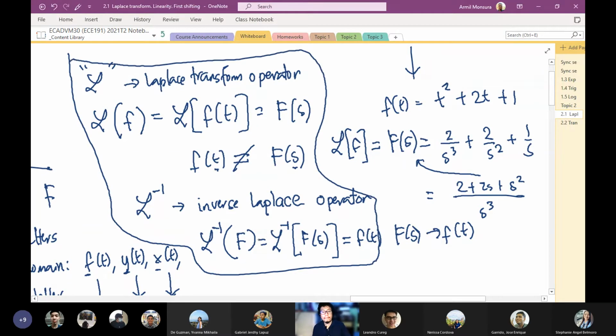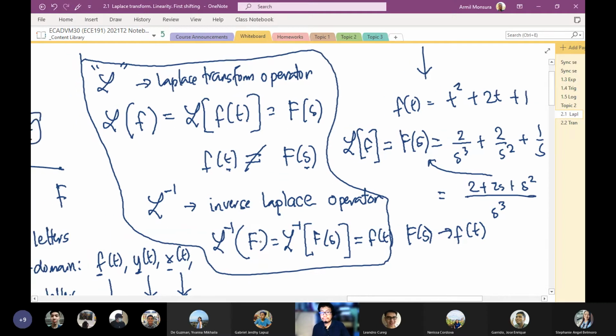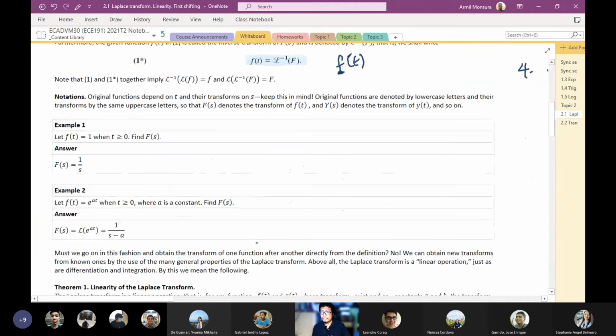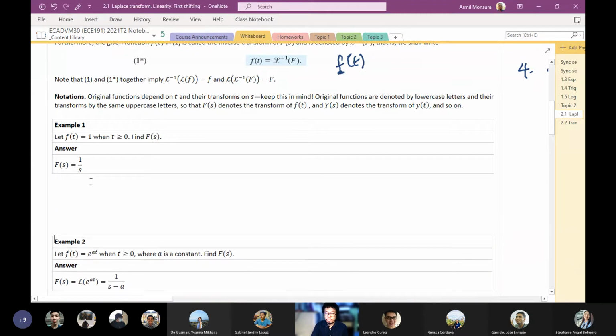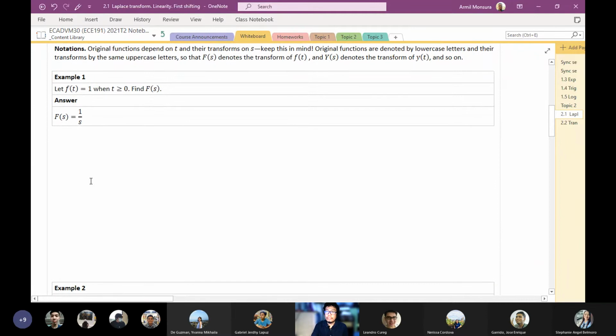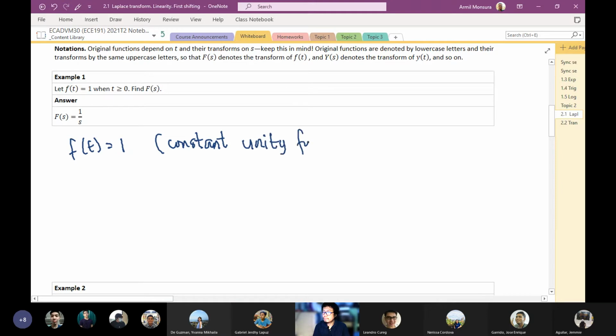Okay? May questions? Wala. Okay. So ganito. Let us use the integral to find the Laplace transform of a function. This time, the function that we have is a constant function. So let's find the Laplace transform of f of t equals 1. Again, this is a constant function, or basically a constant unity function.